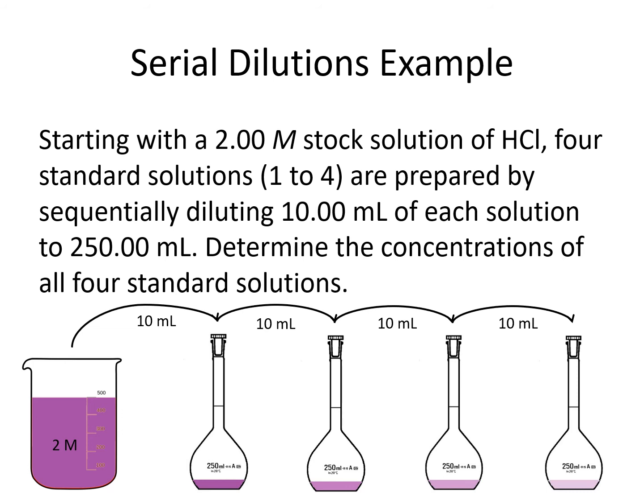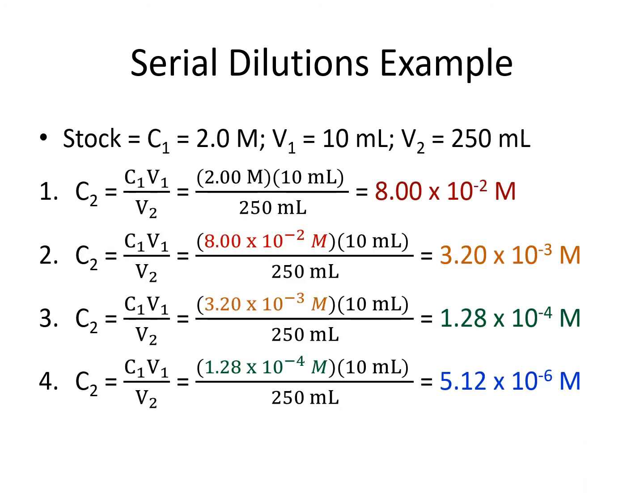So we take 10 milliliters out of our original stock, which was 2 molar, and put it into our first flask, and then dilute to the line with water. Then we take 10 milliliters out of that flask and put it into a new one and dilute to the line with water. Take 10 milliliters out of that flask, put it in a new one, dilute to the line with water. And then finally, for our fourth one, put it in our fourth flask and dilute to the line with water. So here's how we do the calculations to find what the concentration is for each of those flasks.